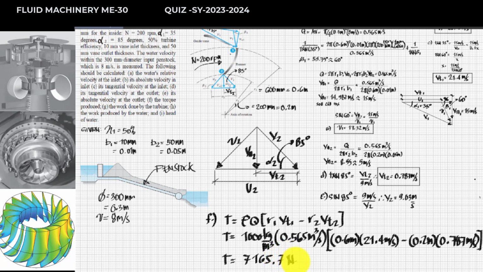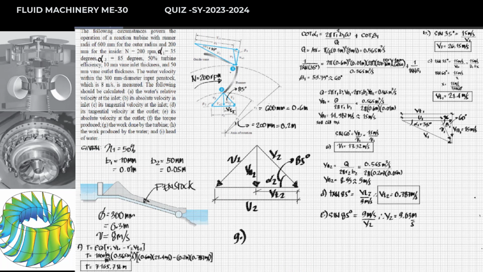So this is in terms of Newton meter for the units. Now for letter G, we have to determine the work done. So what will be the work done of the turbine? That is simply my angular velocity times my torque. Since the torque is already computed, we can multiply it with the angular velocity.